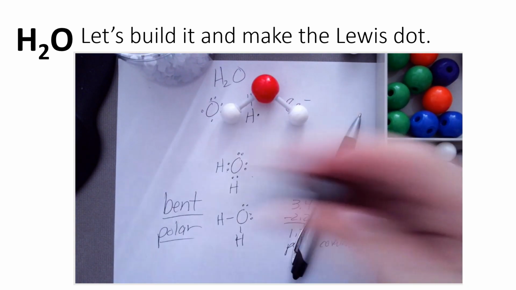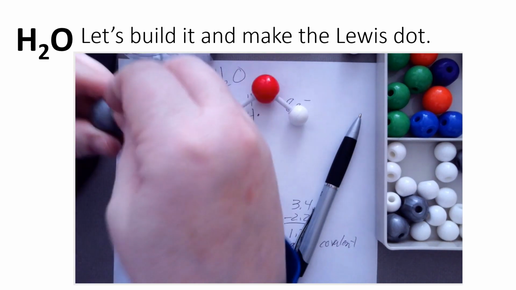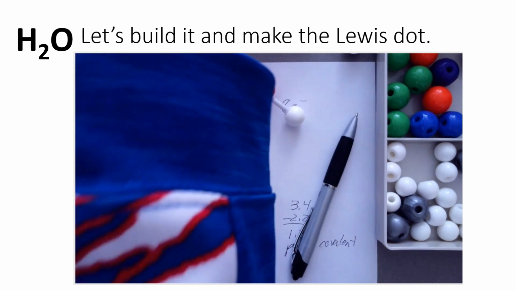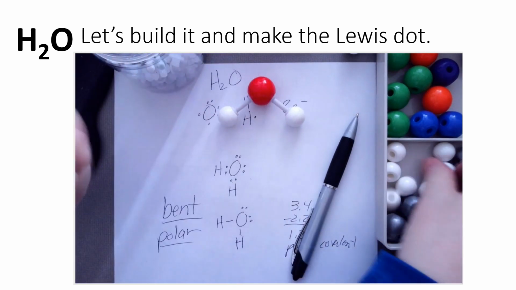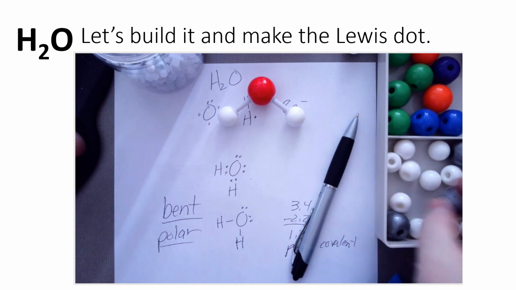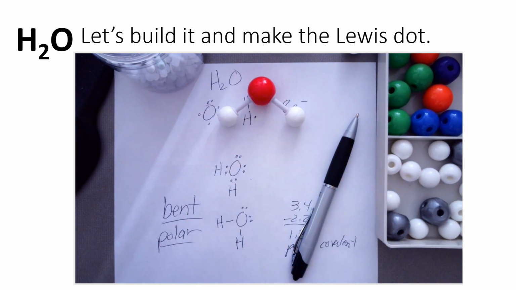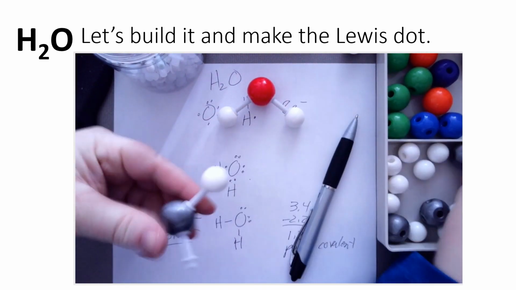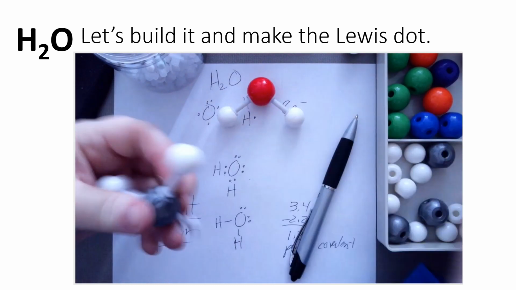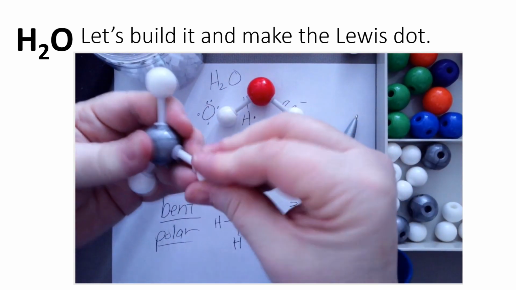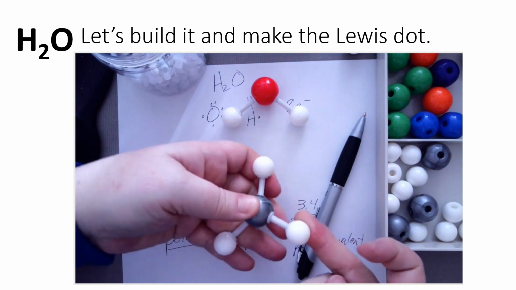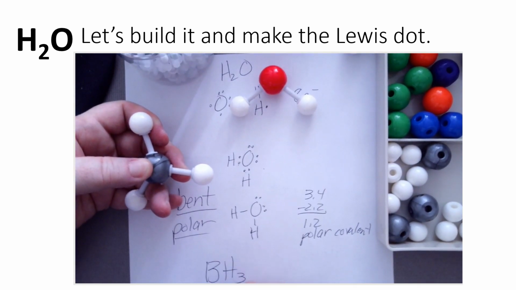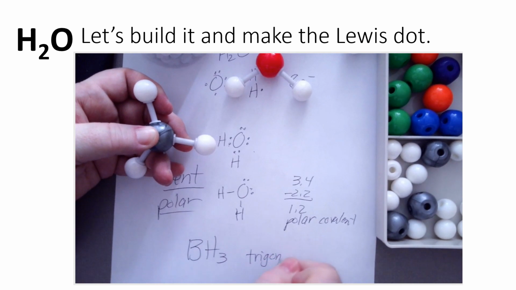There's only one more that I'm just going to show you real quick, and this is if we had BH3. I'll write it down in a second. This is just one more shape that we could have. BH3 is going to be trigonal planar. So it's going to be nice and flat. Unlike NH3, which was trigonal pyramidal, this is going to be trigonal planar, nice and flat, so that has symmetry.